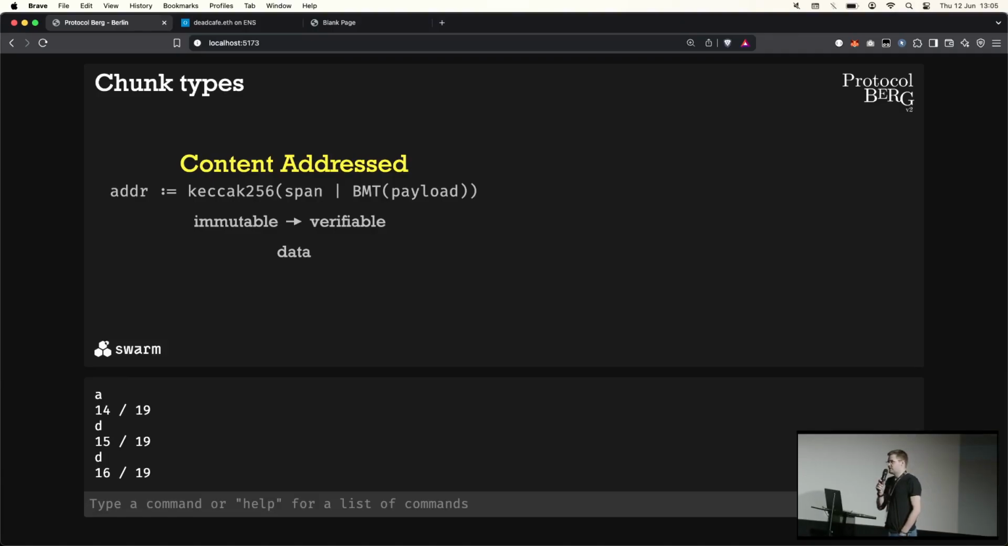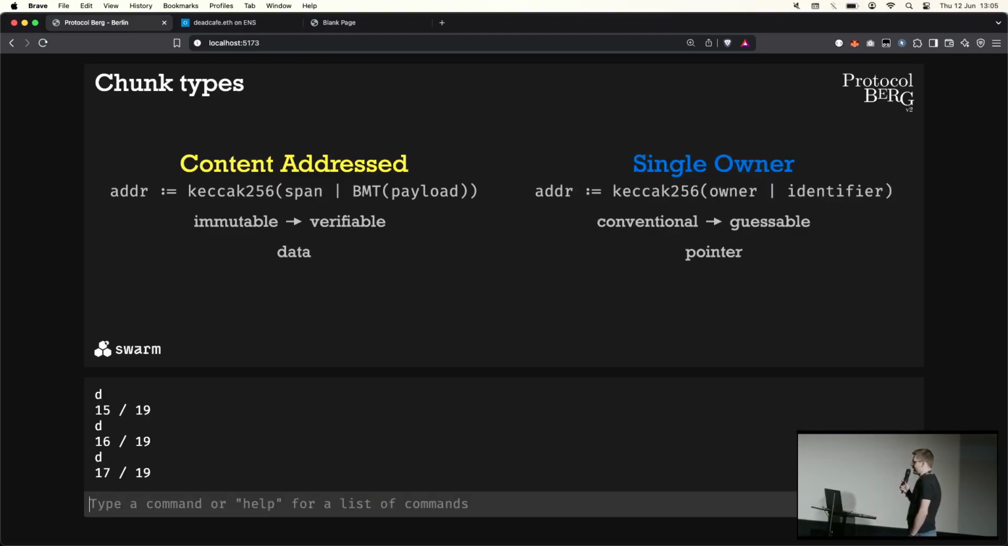If you fetch a chunk from the network based on its address, you get the payload. You hash the payload, your node does this automatically, and the address it receives must match the address that was requested, so they are verifiable. These types of chunks are mostly used for plain old data that you want to put on the network.